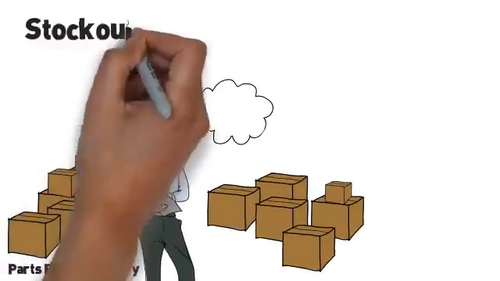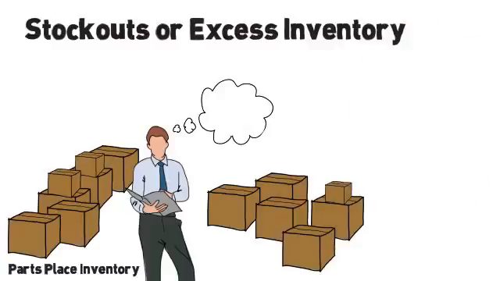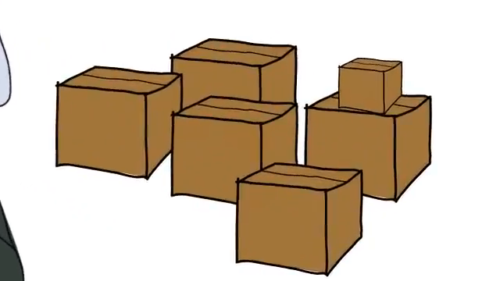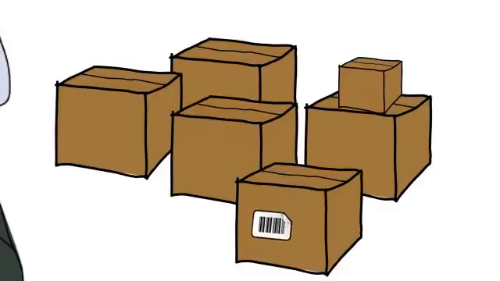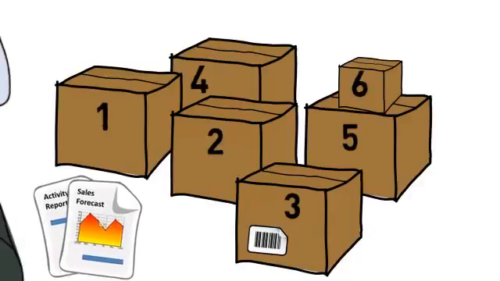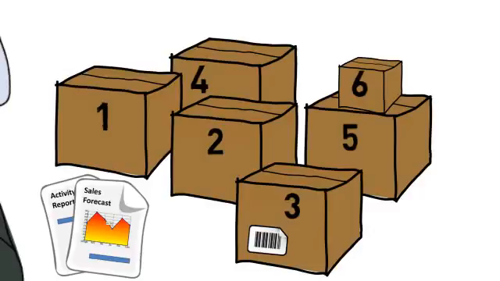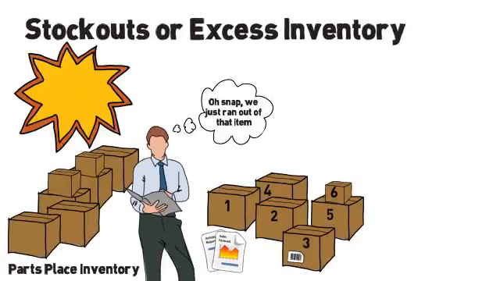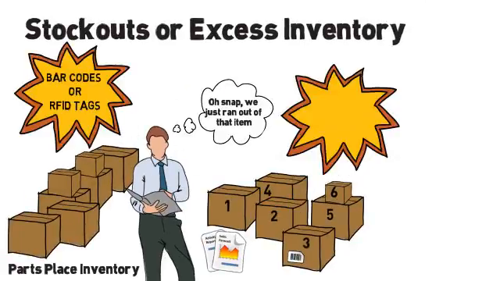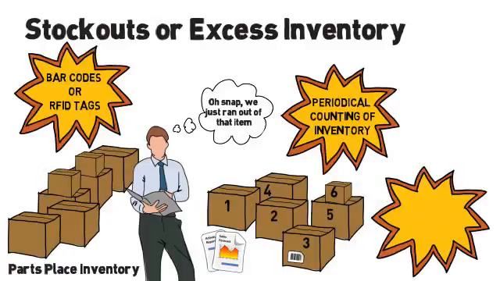Now let's take a look at inventory. The threats here are to have stockouts or excess inventory, which usually happen because we aren't keeping track of the inventory we have. We can track inventory and prevent these threats by using barcodes or RFID tags. Or we can periodically count our inventory. We can also use sales forecasts and activity reports to project how much inventory we need to make. So we can use barcodes or RFID tags, periodically count our inventory, and use sales and activities reports.